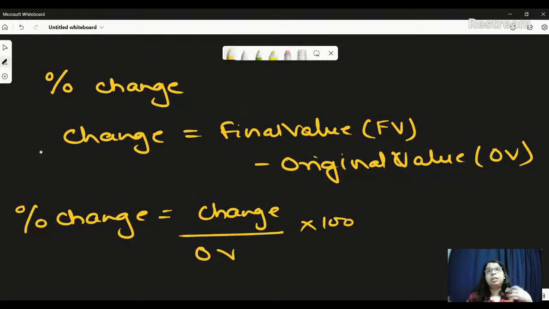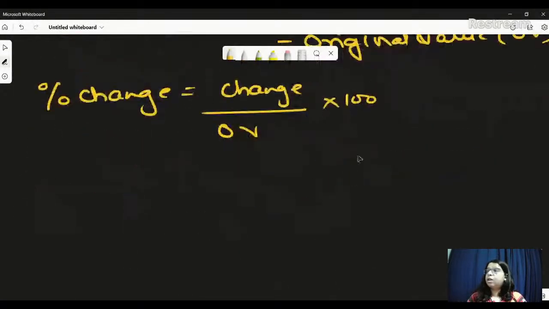Now, there are two types of percentage change. One is increase percentage change and one is decrease percentage change. So we are going to solve that also. For decrease percentage change, if you follow the same formula, you are going to get a negative answer. For increase percentage change, you will get a positive answer if you follow the formula.